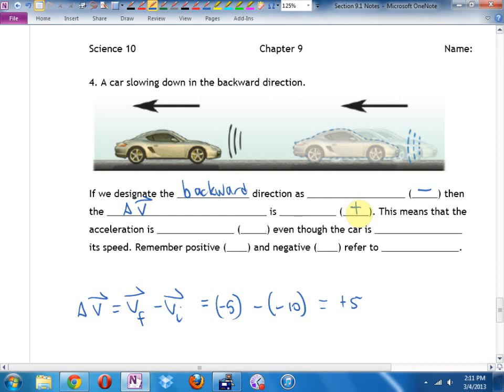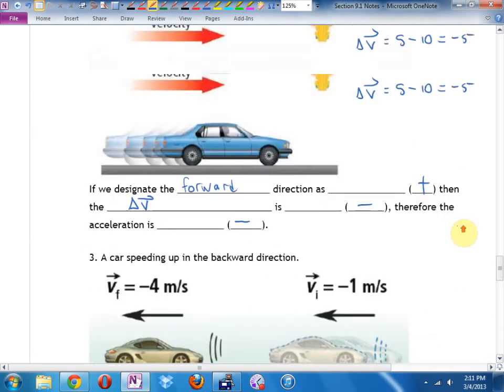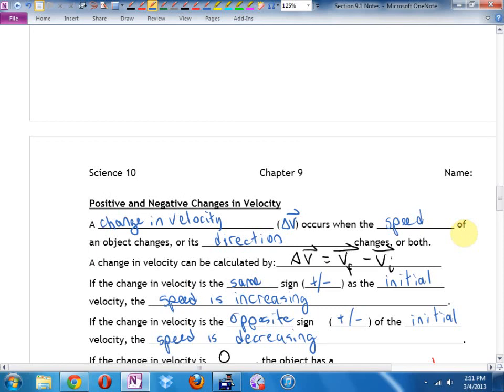This means that the acceleration is positive, even though the car is slowing down. Now pause for 1 second. Stay on this page, because this is the tricky one to wrap your brain around. You all stay here. Remember what I said way back when.